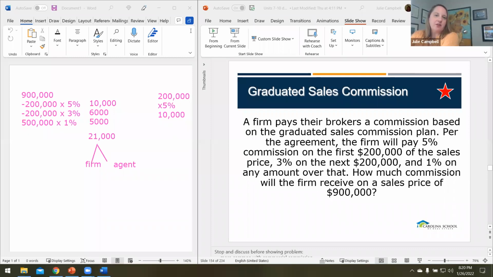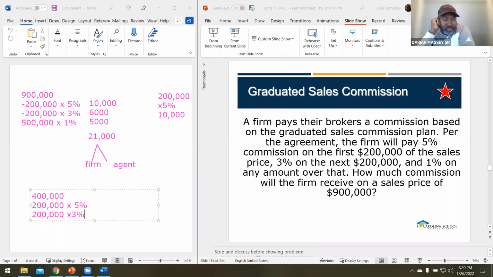So you have to know, obviously, the sales price where you start. You have to know the levels. You have to know the tiers, and then your balance. I mean, again, what if the sales price was 400,000? You'd have the first 200 would be 5%. The next 200 would be 3%. And that's it, right? I've accounted for all 400. That's what I'm doing. I'm accounting for the $900,000 by looking at the first 200, the next 200, and then whatever's left.